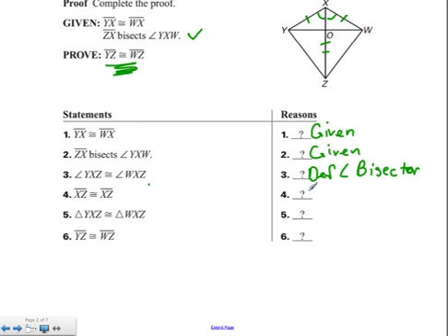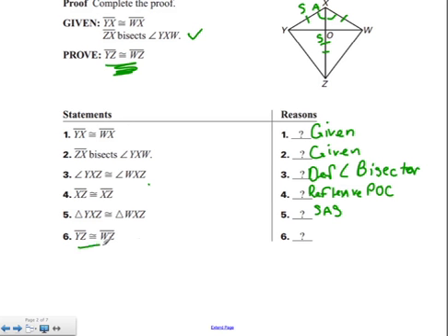This is the reflexive property of congruence, which I think we feel very comfortable with. I think we've covered this one very well in depth. We can then prove the two triangles are congruent. We have a side right here, we have an angle, and we have a side like this. So we'll just prove this by the side angle side congruence postulate.